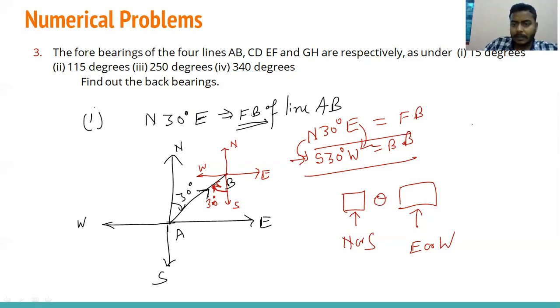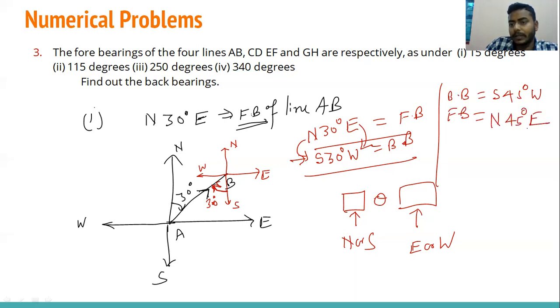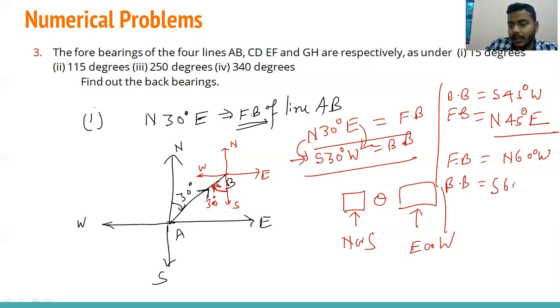Like for example, see the other example. Back bearing is given, take anything like south 45 degree towards west, right? So the fore bearing will be: convert south to N, angle would be the same 45 degree, west to east. See, it's very easy. Suppose fore bearing is given of a line north 60 degree west. So back bearing will be: north converts to south, angle would be the same, west to east. So this is very simple, right?